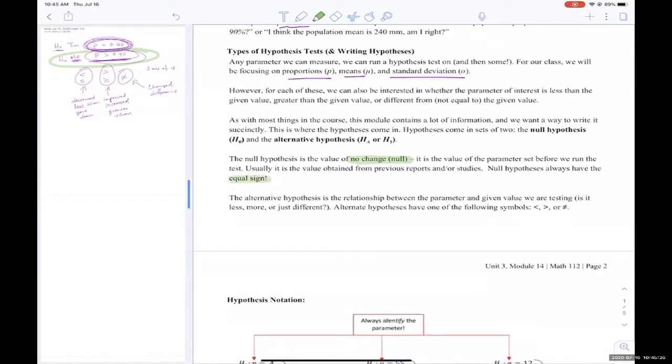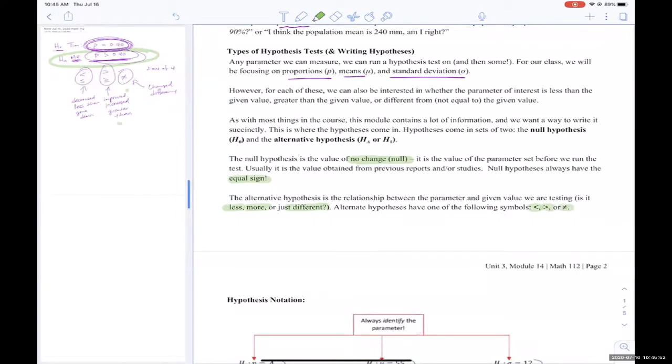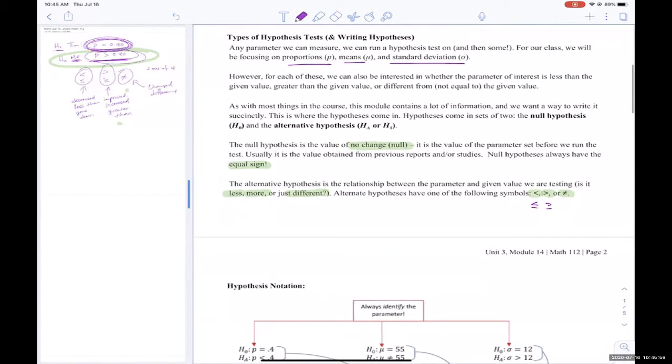Alternate hypothesis is the relationship between the parameter and the given values we are testing. It is more or less, less, more, or just different. So we have less, decrease, increase, and not equal to. Alternate hypothesis has one of the following symbols: less than, greater than, not equal to, or it could be less than or equal to, greater than or equal to. That's okay too. Okay, so far so good. Any question?